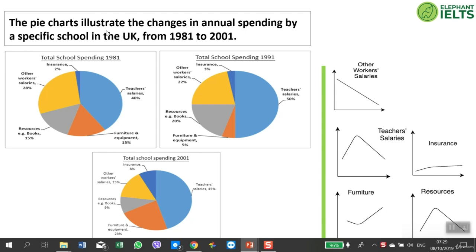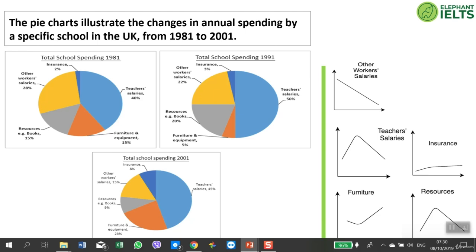Let's look at the title. The pie charts illustrate the changes in annual spending by a specific school in the UK from 1981 to 2001. So we can say, yes, these pie charts show a trend. So that means we'll follow the same structure as before. So even if they're pie charts, they can still follow a trend.